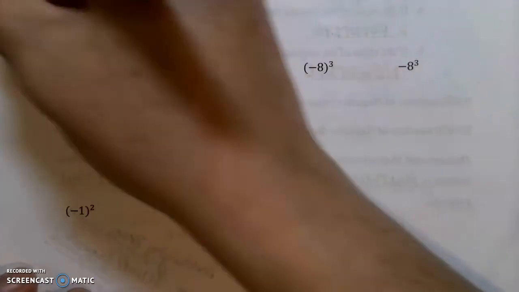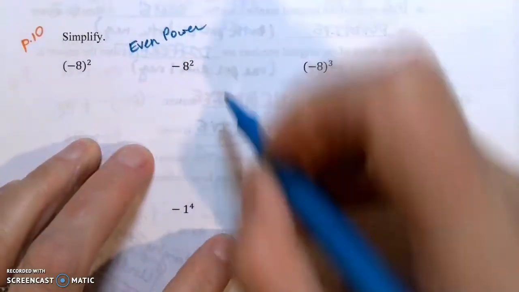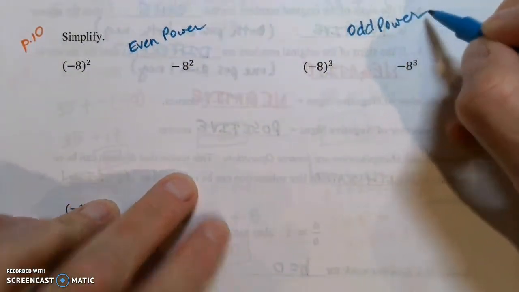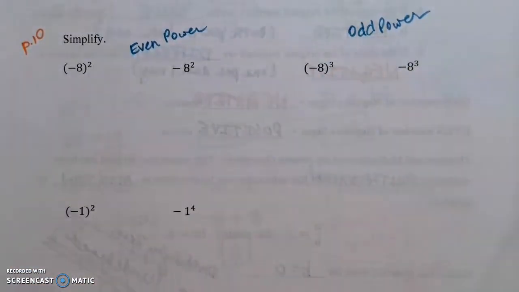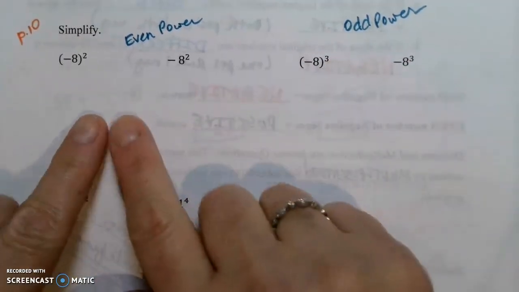All right, back to page 10, and we are looking at these situations with parentheses, exponents, and negative numbers. So when we have an even power, it's going to behave differently than when we have an odd power. And actually, the odd powers are in easier situations. So let's look at the even powers here and see what's happening.